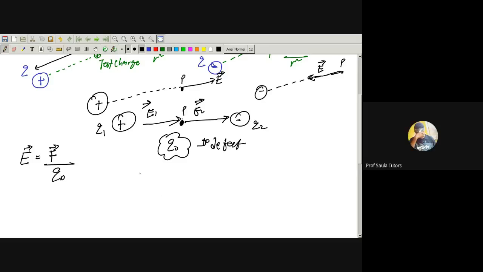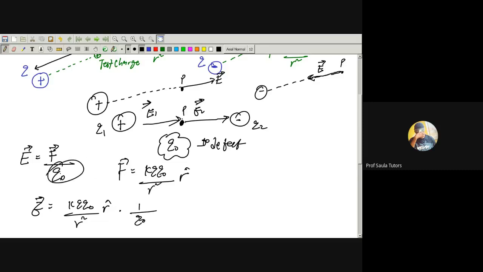Don't forget from Coulomb's law, we have F equal to K Q Q naught over R squared times the position vector. If I use this order, I have K Q Q naught over R squared times the position vector, then times 1 over Q naught. So this Q naught cancels out. Therefore, my electric field in vector form is K Q over R squared.